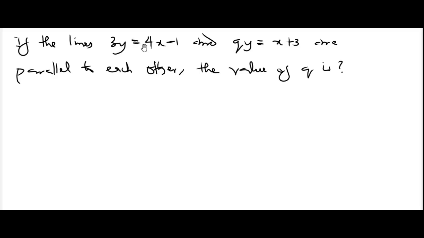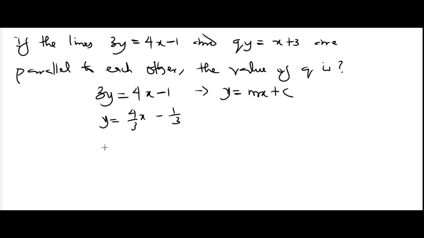If the lines 3y = 4x - 1 and qy = x + 3 are parallel to each other, the value of q is... Okay, for two lines to be parallel, we know that their slopes must be the same. So let's take care of 3y = 4x - 1 first. We'll need to write it in the form y = mx + c. So this is y = (4/3)x - 1/3. So by comparison, I know that my slope here is 4/3.